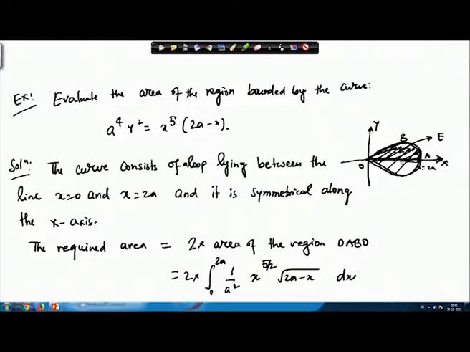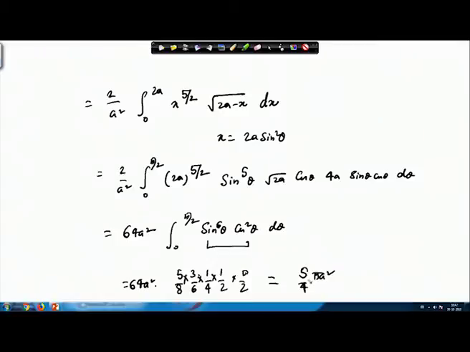So, of this entire region. We did not have to calculate the area of the whole region, since it is symmetric about the x axis. We just calculated the area of the above region, and then multiplying it by 2 gives us the area of the whole region, and the required answer is 5 by 4 pi a square. So, this is how you calculate the area of this plane region.